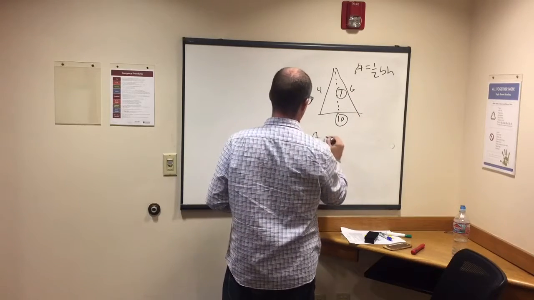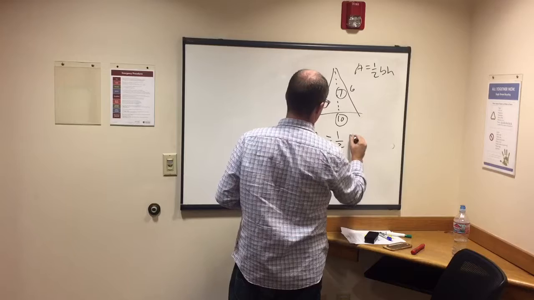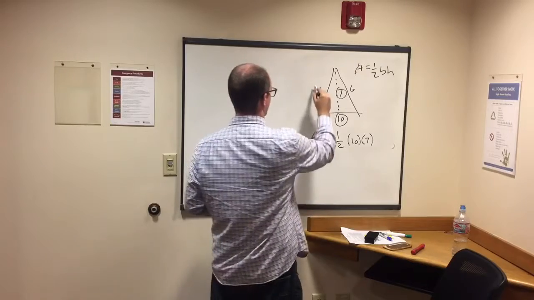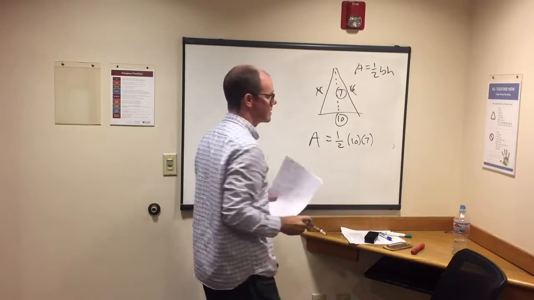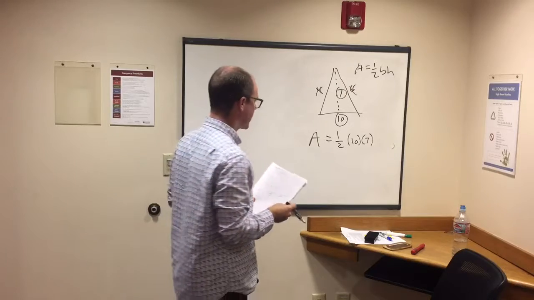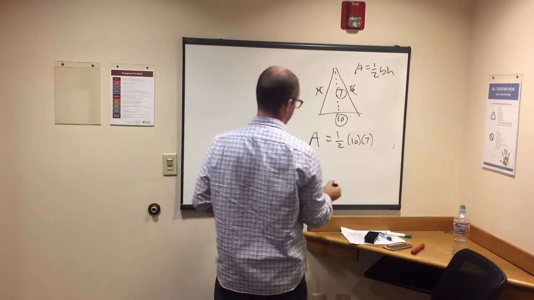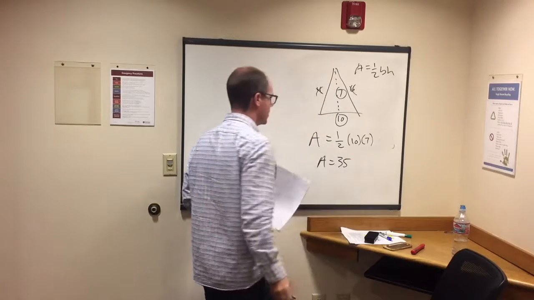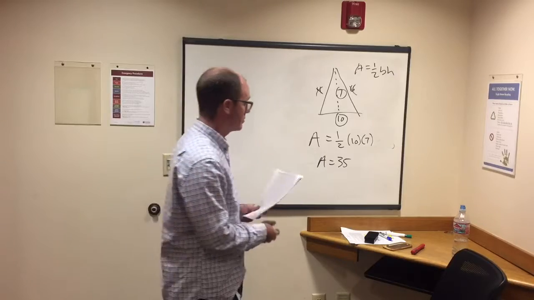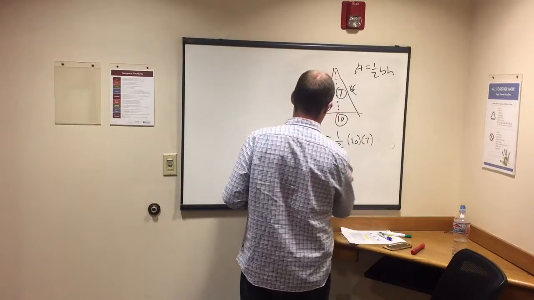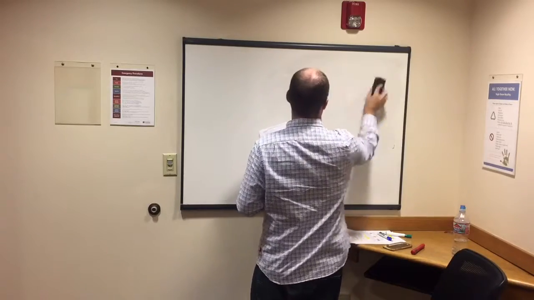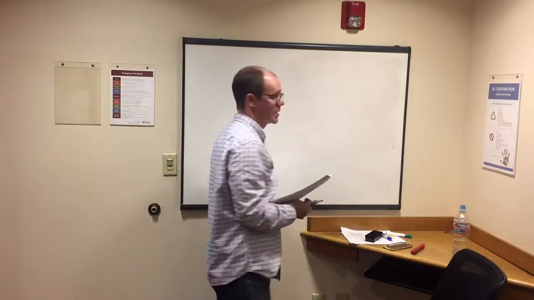So area is 1/2 times 10, which is the base, times 7, which is the height. Don't worry about these. These guys don't mean anything. Sides don't mean anything for area of a triangle. 10 times 7 is 70. Half of 70 is 35. Area would be 35. Again, that's a formula you gotta know. For triangles, area equals 1/2 base times height. And don't worry about the sides.